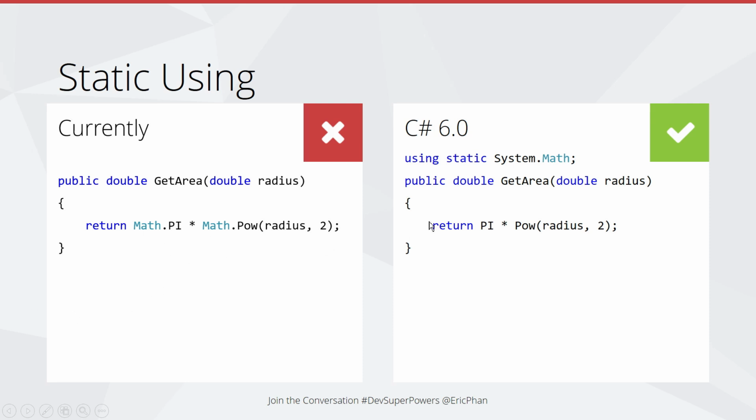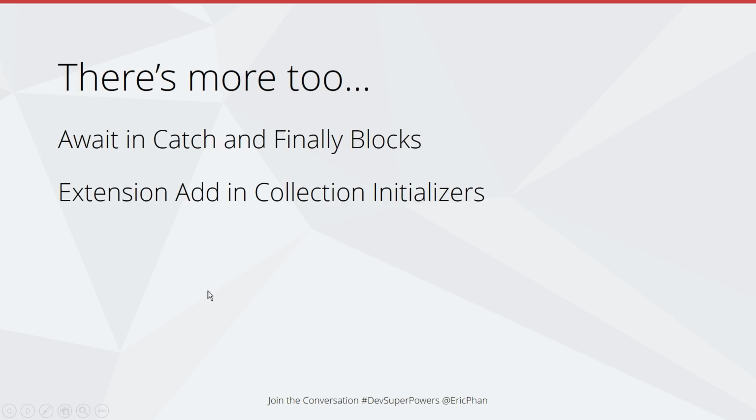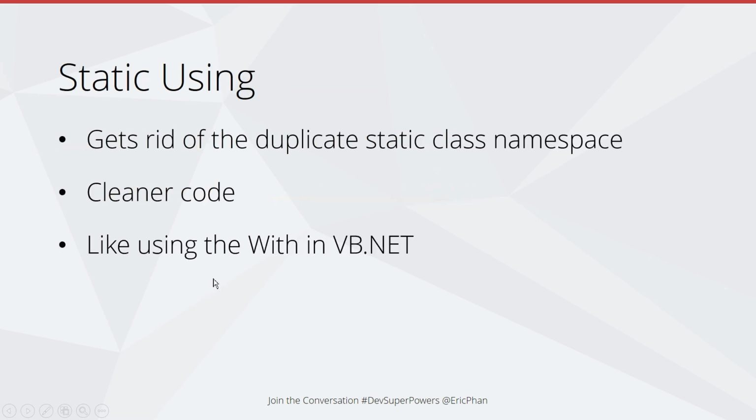Okay, so what we can do is we can say using static, and that just gives you access to all the static properties and methods in that namespace or in that class. So it just makes the code nice and clean. So we've just got PI times Pow. No more duplicate static namespaces, cleaner code. You can also use this for stuff like console logging or writing to logs, that sort of stuff. Like I said, it's like the with statement in VB.NET.